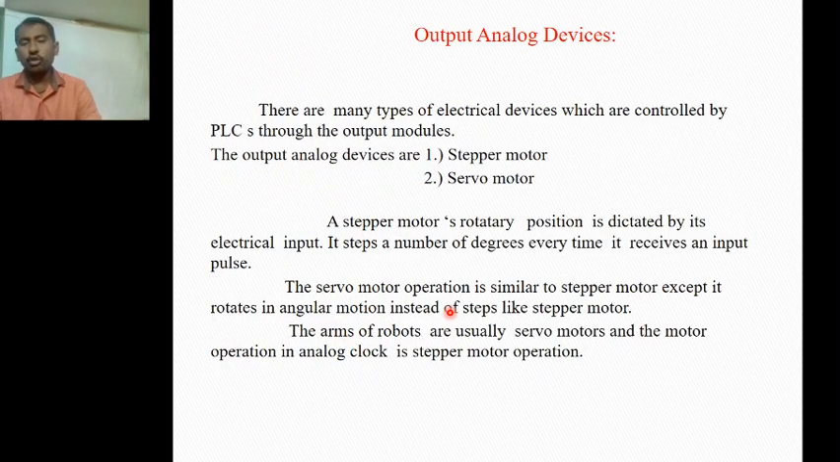And coming to the output analog devices, there are many types. Among those, the commonly used ones are the stepper motor and the servo motor.